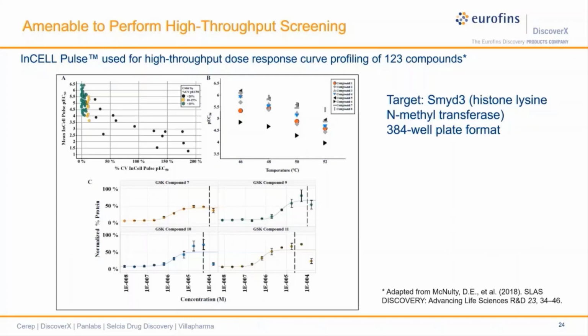These data show high-throughput dose-response profiling of 123 compounds against a SMYD3 histone lysine methyltransferase InCELL Pulse assay in a 384 well plate format as performed by GSK scientists. Here are shown dose-response curves for 4 compounds. And here you can see excellent CV values for most of the compounds with high affinity in the assay.